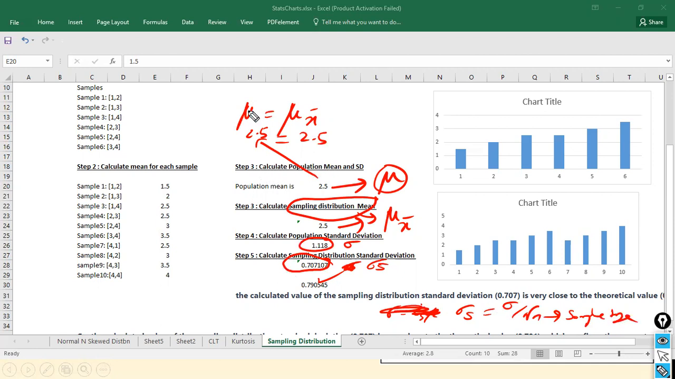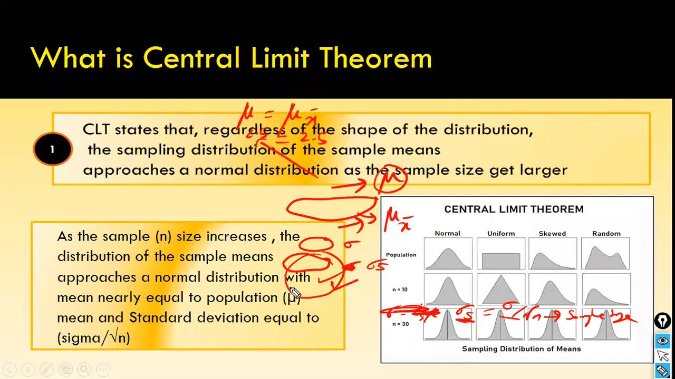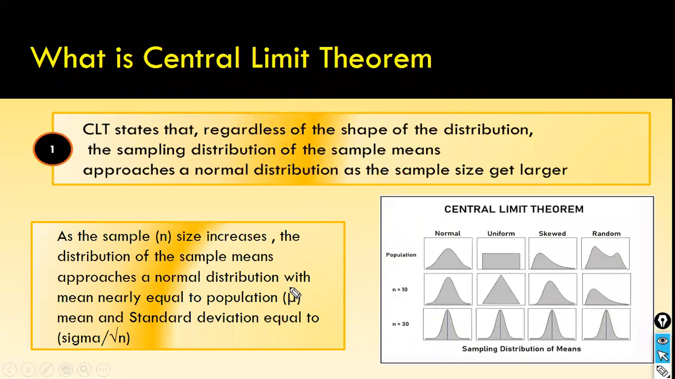Just as the population mean is equivalent to the sampling distribution mean, similarly the sampling distribution standard deviation is equivalent to the population standard deviation divided by the square root of the sample size. This value is approximately equivalent to the sampling distribution standard deviation. So the calculated value of the sampling distribution standard deviation is very close to the theoretical value. Hence, it meets the central limit theorem rules, the conditions.